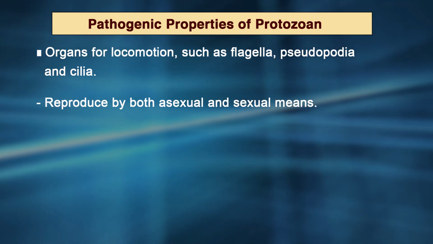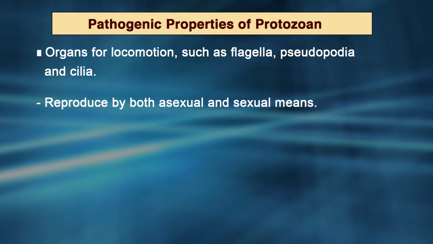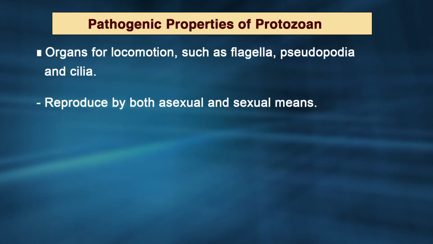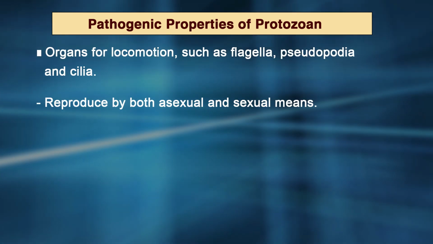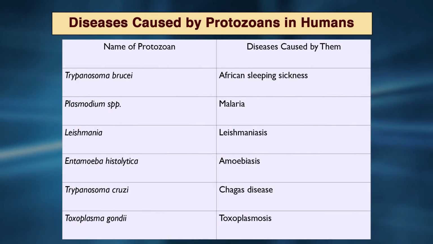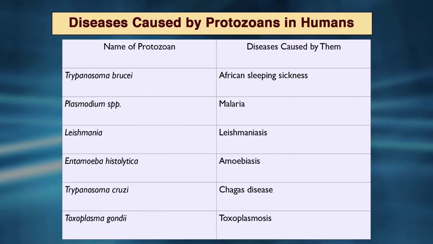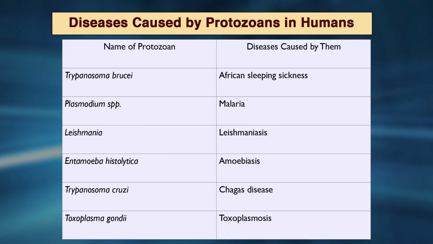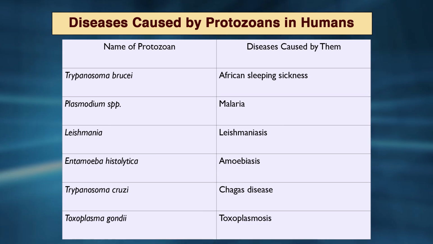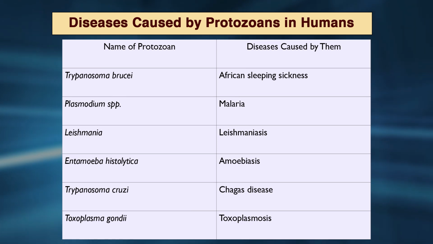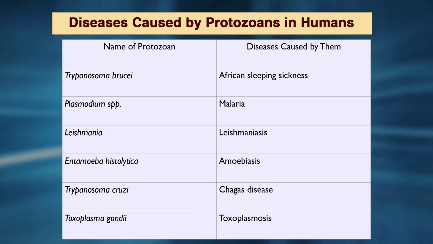Protozoa are responsible for most protist diseases. Protozoa are single cell microorganisms that feed on other microorganisms, organic tissues and debris. The diseases caused by protozoa in humans are listed below. Trypanosoma brucei causes African sleeping sickness. Plasmodium species cause malaria. Leishmania causes leishmaniasis. Entamoeba histolytica causes amoebiasis, and Trypanosoma cruzi causes Chagas disease.